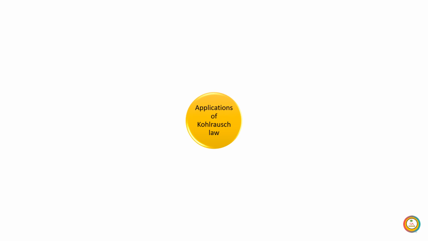Applications of the Kohlrausch law. There are various applications for the Kohlrausch law. The Kohlrausch law is given for strong electrolytes, but with the help of the Kohlrausch law we can easily find out the λm naught value of a weak electrolyte. We can easily find it for a weak electrolyte because the λm naught value cannot be found with the graphical extrapolation method. So with the help of Kohlrausch law we can easily find it out.